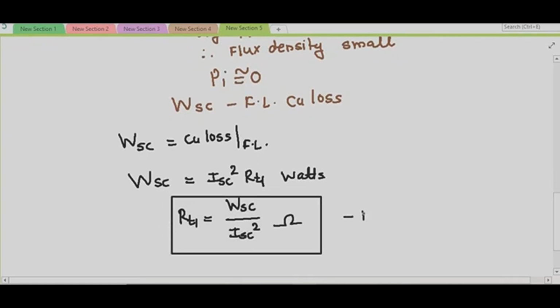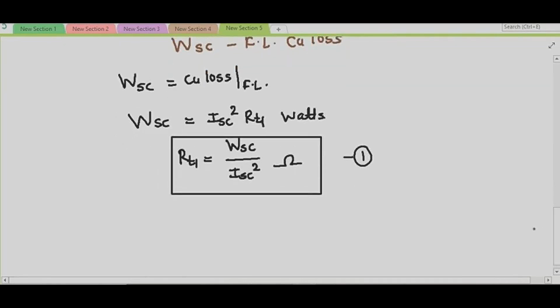This is your equation number 1. So the total effective impedance of the transformer, that also we can find out, which is referred to the primary side. So you have, what is your ZT1? Total impedance of the transformer referred to primary side is nothing but RT1 plus jXT1, right?